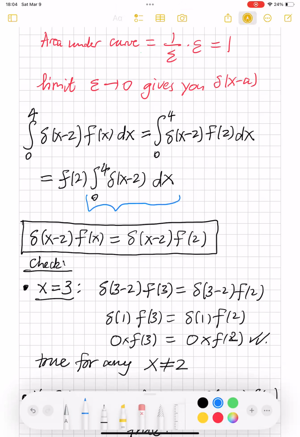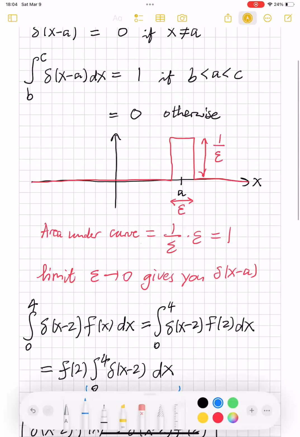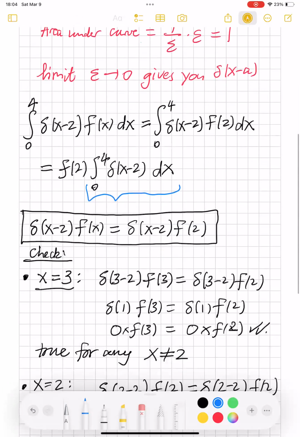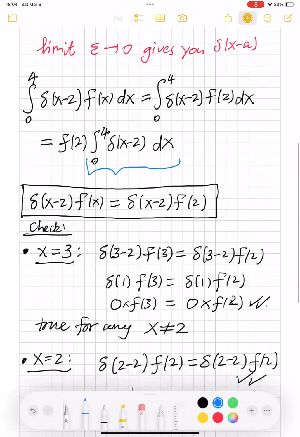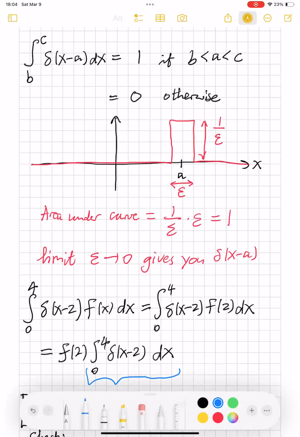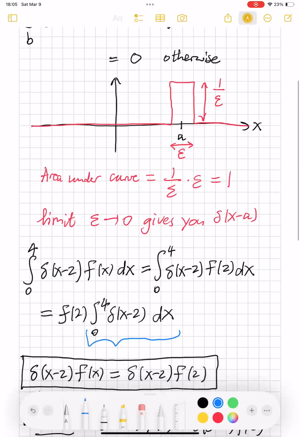But look, the integral from b to c of delta of x minus a dx is 1 if a lies between b and c. Well, here we are integrating from 0 to 4 of delta of x minus 2, and 2 does lie between 0 and 4, so that integral is just equal to 1. 1 times f of 2 is equal to f of 2. So there we go. We just did the integral using nothing more than the definition of the Dirac delta distribution, or Dirac delta function.